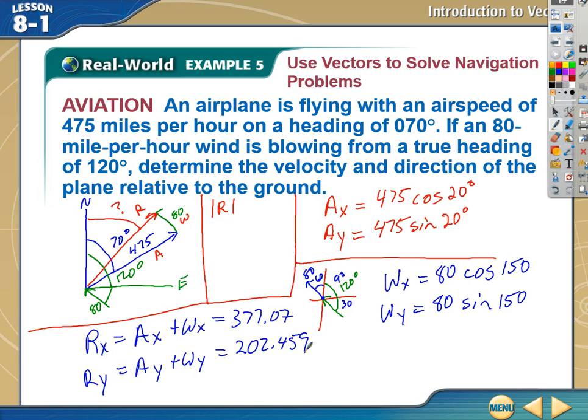Great. But I want the magnitude of R. How do I find the magnitude of R? I find the magnitude of R by doing the square root of Rx squared plus Ry squared. Again, I go tap, tap, tap, tap in the handy dandy calculator, and my magnitude, which is now my speed, is 427.986 miles per hour.